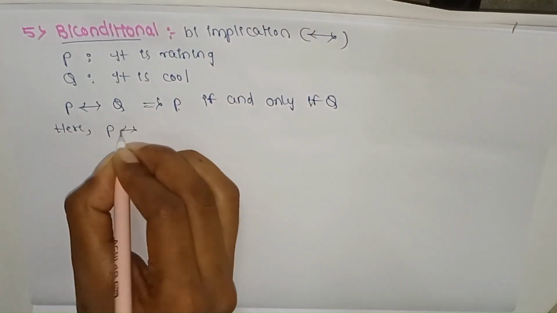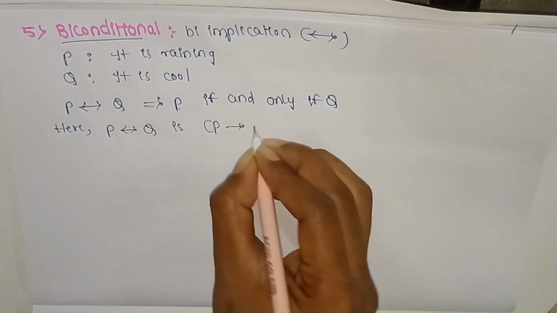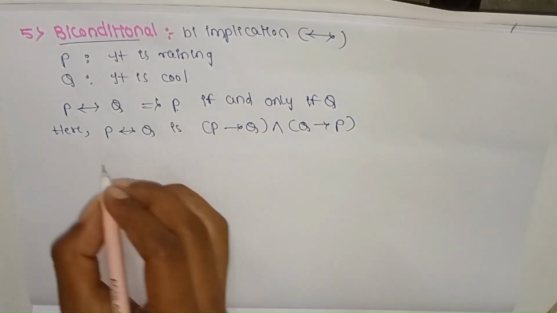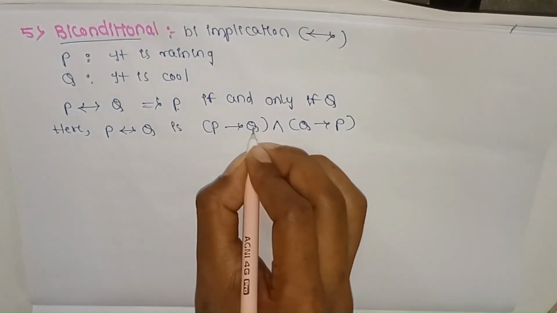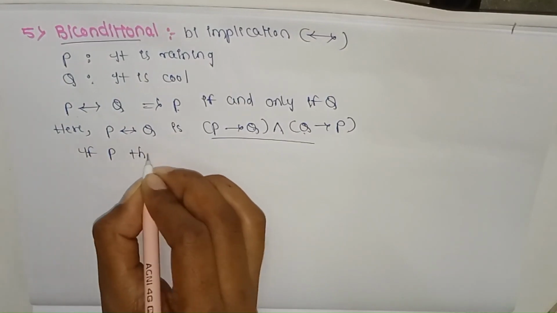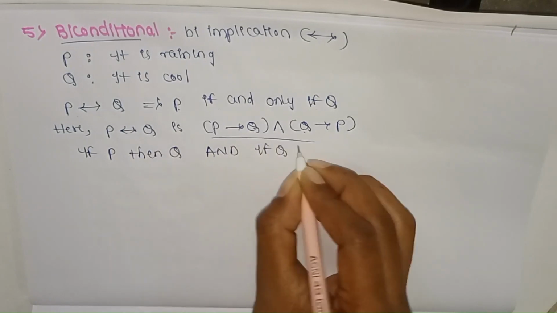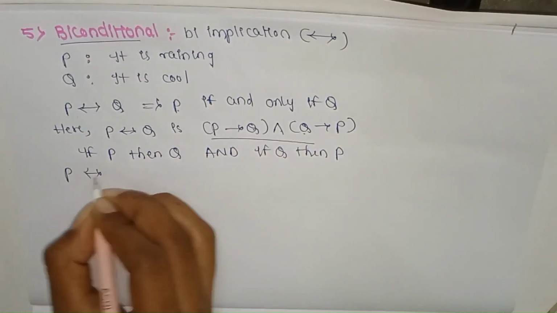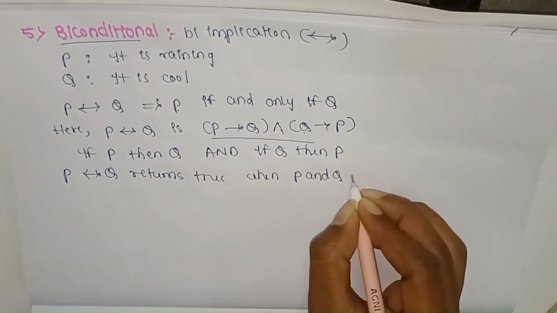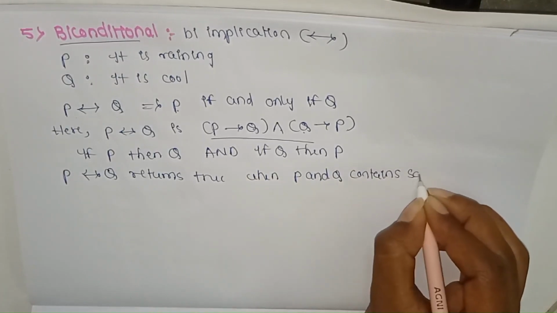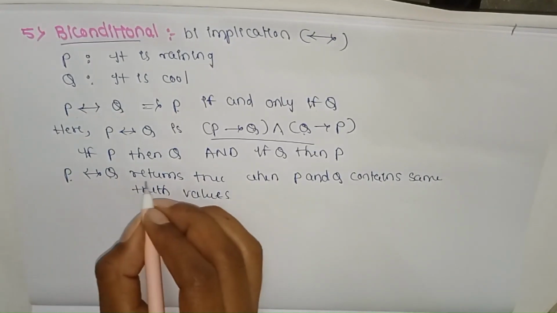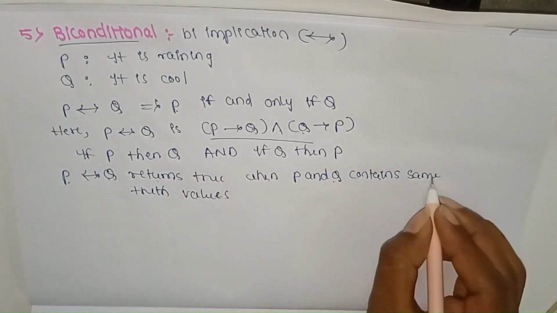Here, P biconditional Q is nothing but P implies Q and Q implies P, which is read as the conjunction of P implies Q and Q implies P, which can be read as if P then Q and if Q then P. P biconditional Q returns true when P and Q, both the statements, contain the same truth values.